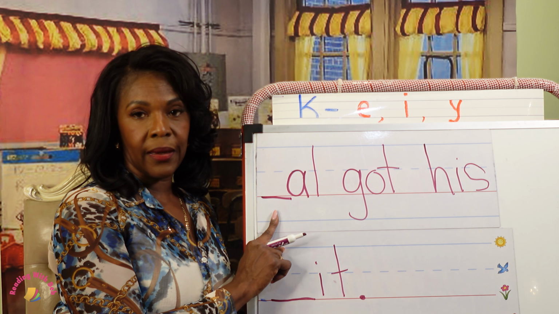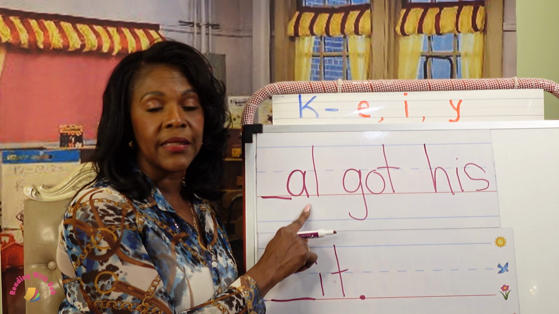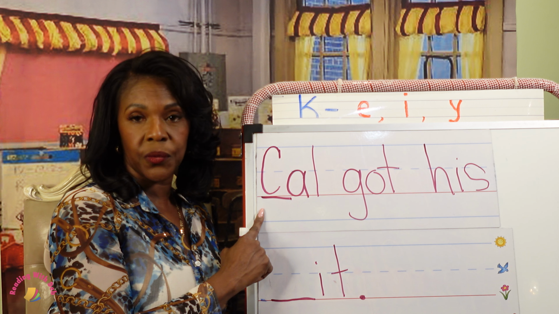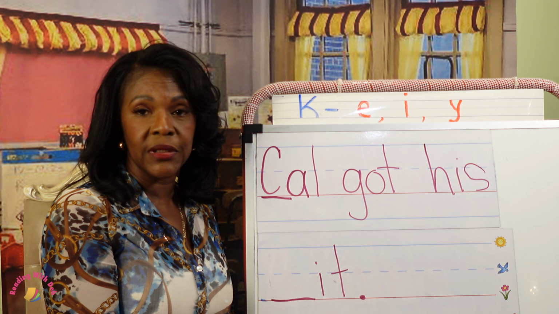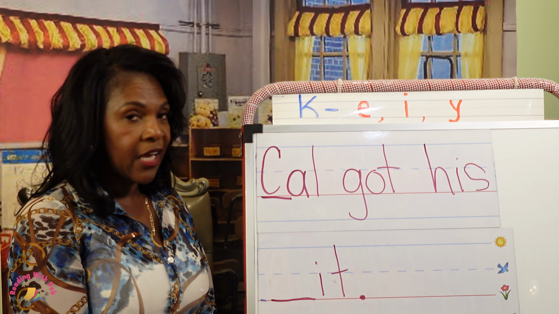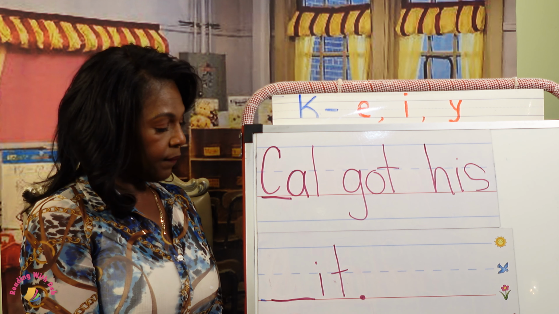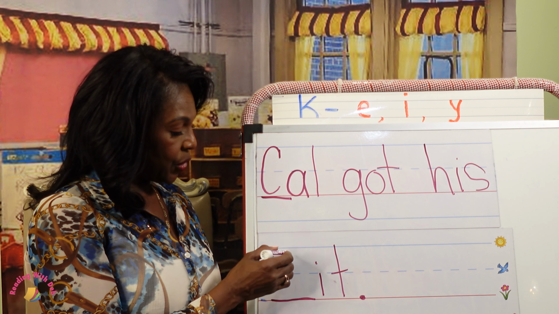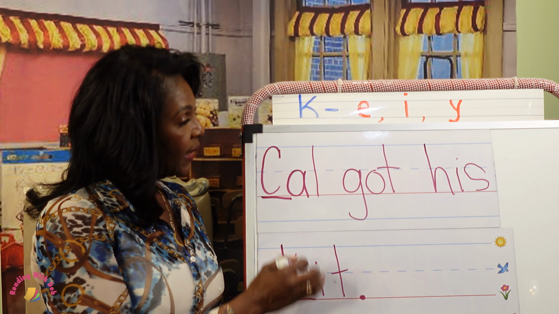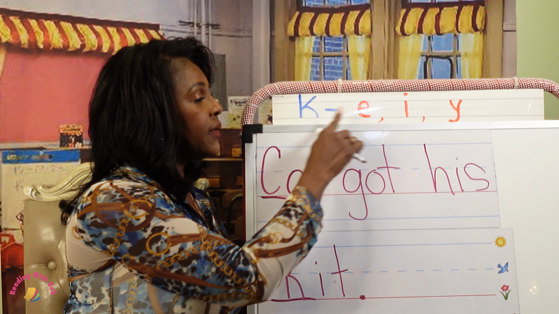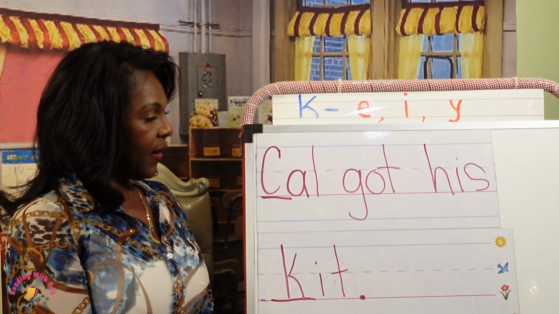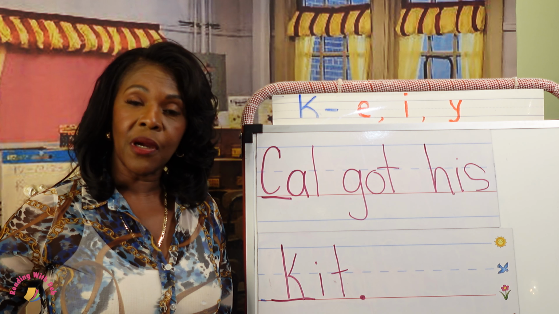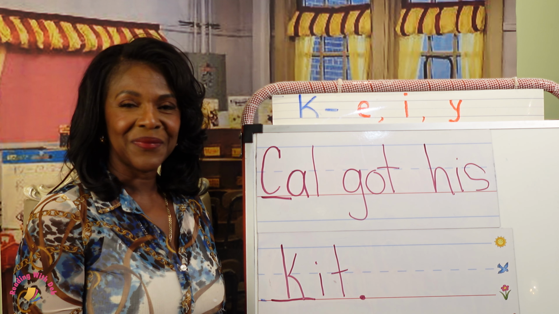C or K? Well, the next letter after the K sound is A, so we need to put C. Uppercase C because it's the first word in the sentence and because it's someone's name. Cal got his kit. What about the word kit? The next letter after the K sound is I, so we are going to use K because K is before the letters E, I, or Y. All right? Cal got his kit.